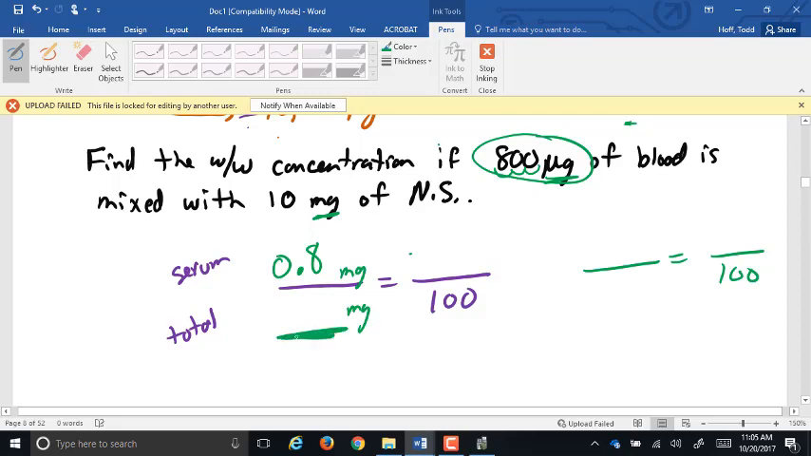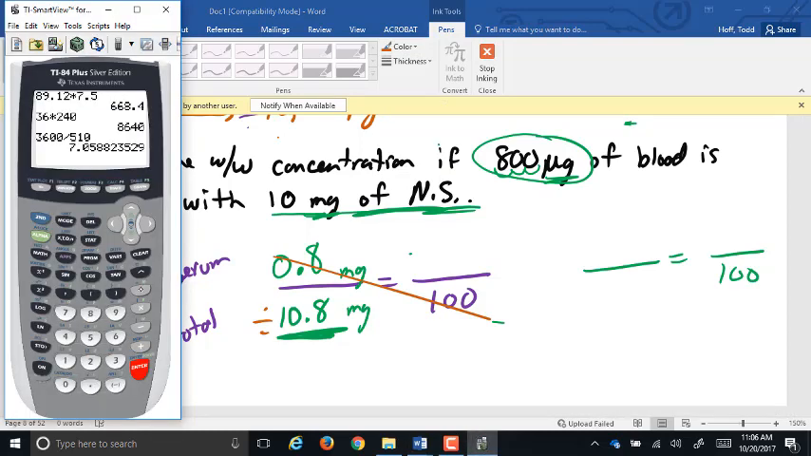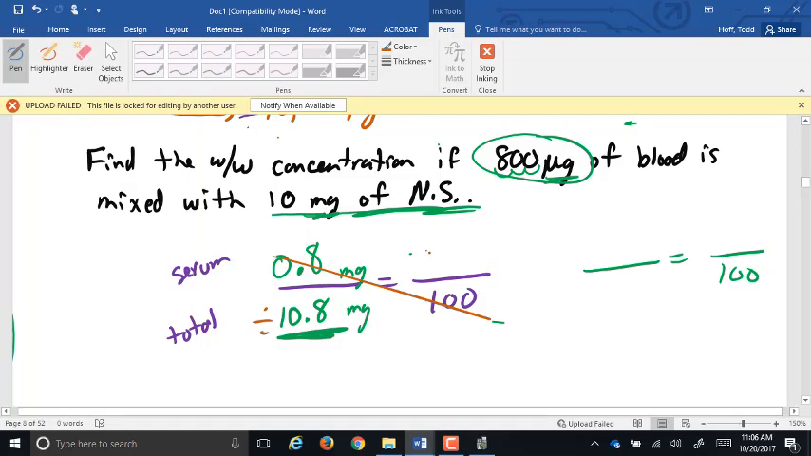Does 10 go on the bottom here? No, what goes down there? 10.8. 10 milligrams plus the 0.8 milligrams, because this is just of saline here. So now if we cross multiply and divide, 0.8 times 100 divided by 10.8 gives us 7.41%.